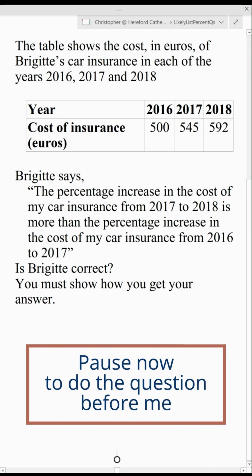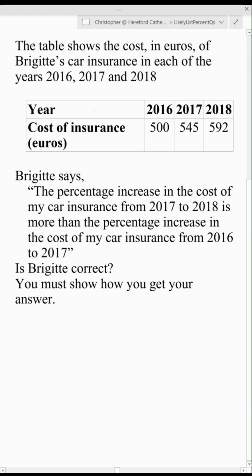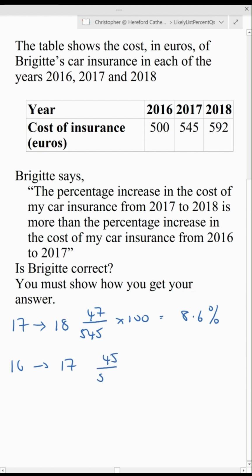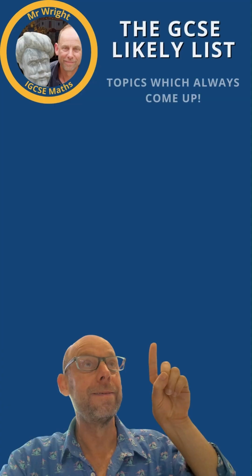Pause now to do the question before me. Okay, so the percentage increase from 17 to 18 is the increase, 47, divided by the original, 545, multiplied by 100. So that gives me 8.6%. And from 16 to 17, the percentage increase was the change, 45, over the original, 500, times by 100, gives me 9%. So the percentage increase in the car insurance from 17 to 18 is not more than the percentage increase from 16 to 17. So no, she is not correct.